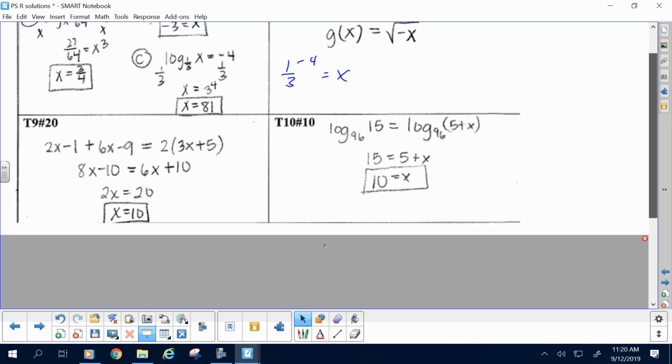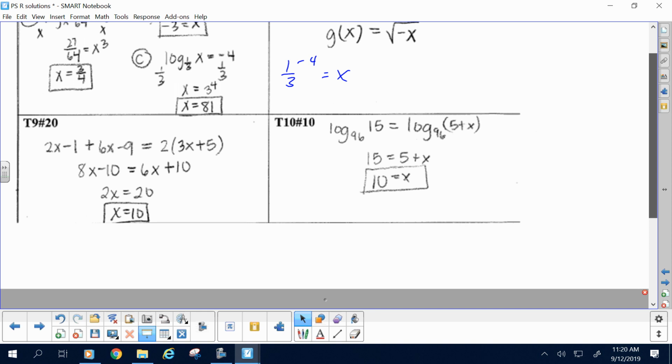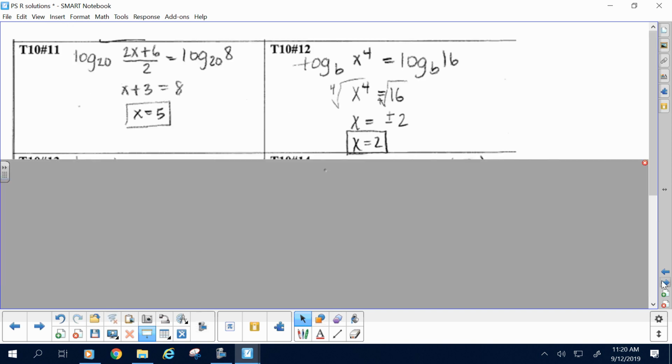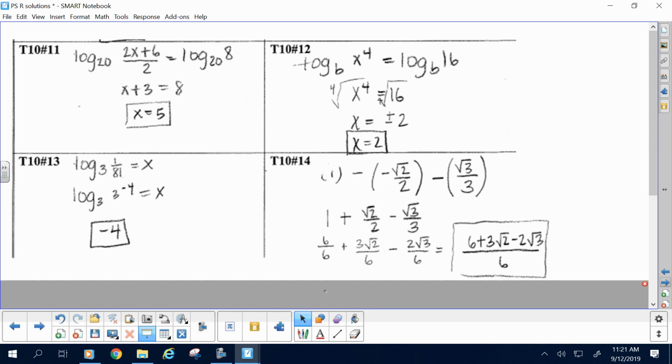Number 20 is 10, and test 10, number 10 is also 10. Test 10, number 11 is 5. Test 10, number 12 is 2. Notice how when you fourth root it, you get plus or minus, but you can't put negatives into logs, so it's just 2. It is wrong if you put plus or minus 2. Test 10, number 13 is negative 4, because 3 to the negative 4th power would be 1 over 81.